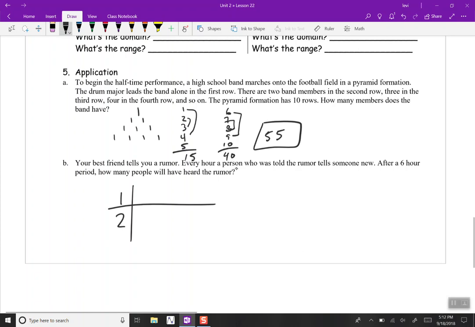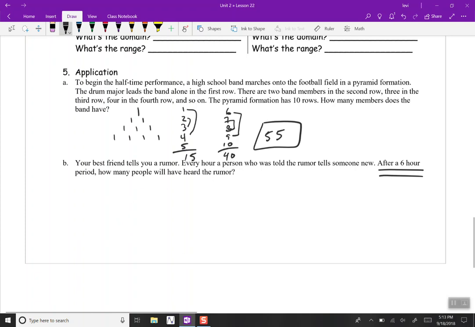Okay, every hour a person who was told the rumor tells someone new. Okay, wait a minute. So now there's one person that knows it, because that's the person who told it. So I know it now. Now I'm going to tell someone new. So now there are... this is kind of difficult, because it's just how do you start it? It depends on when time 0 is. That's always difficult. Are we talking about it after the person tells me or before the person tells me?